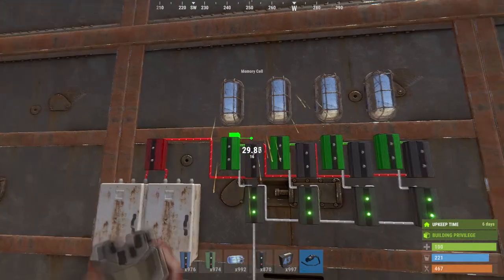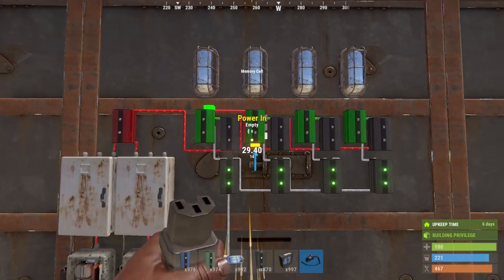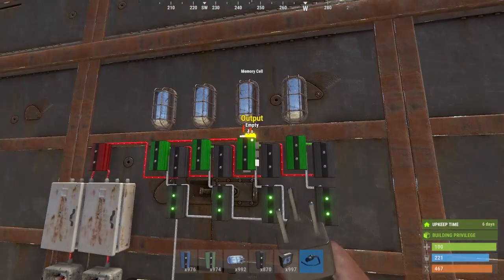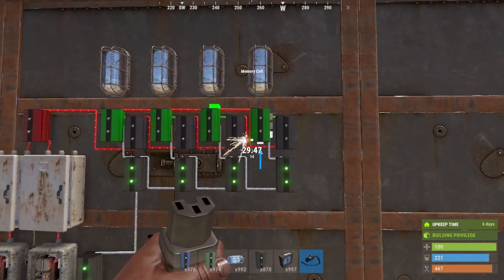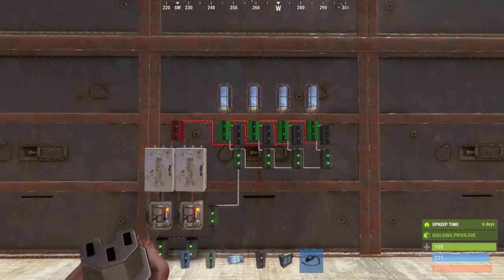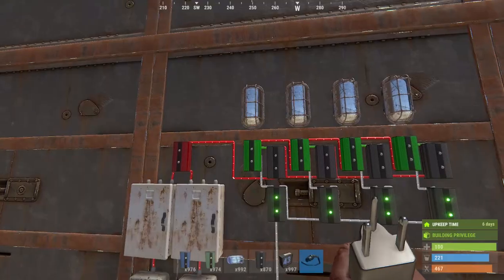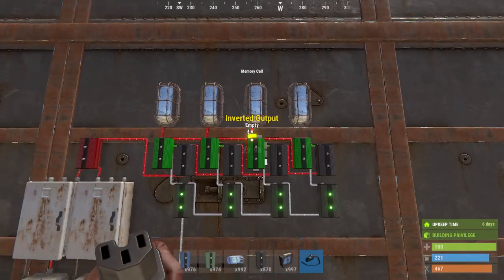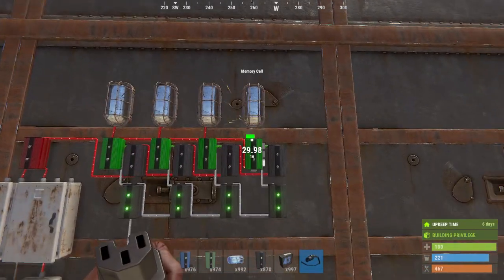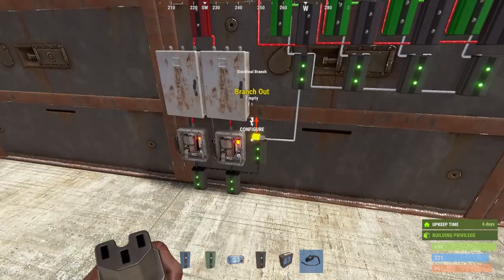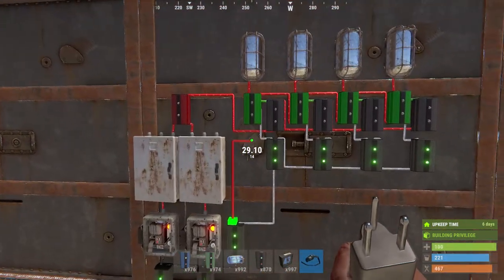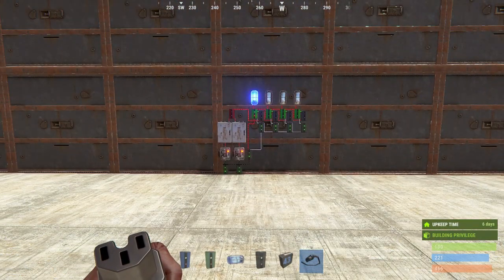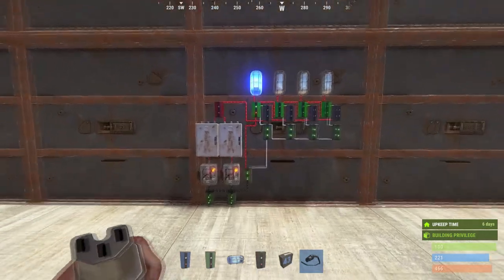Now we take the power out on the memory cells and wire them up to the power in on the next memory cells in line. Wire up some lights for reference. And now we're missing one thing. Power to the first memory cell. And then your analog decoder is done.